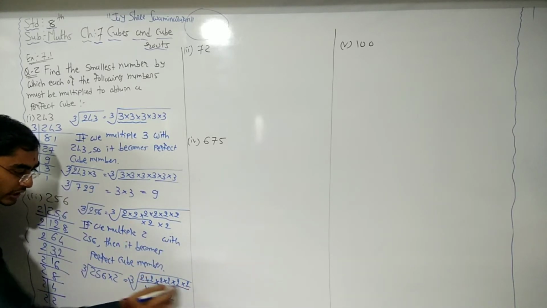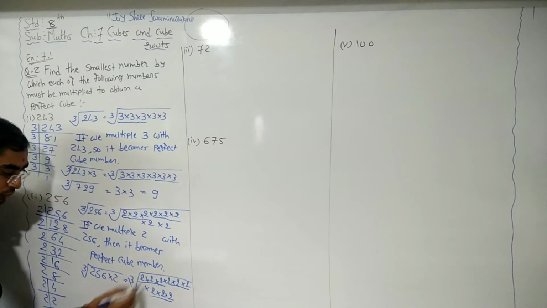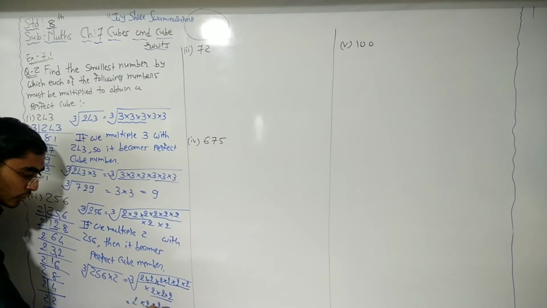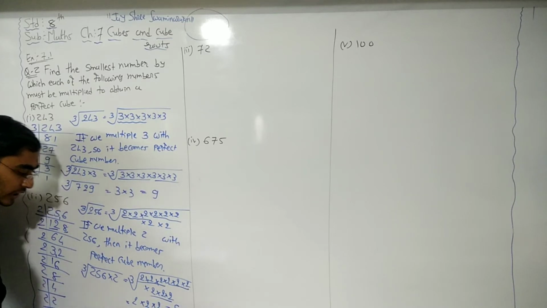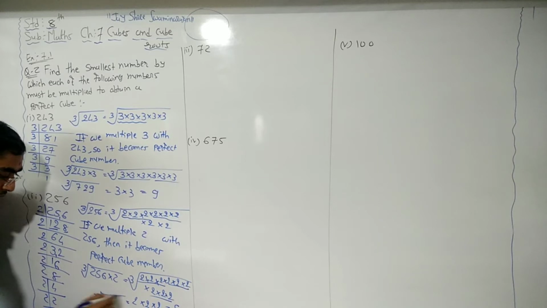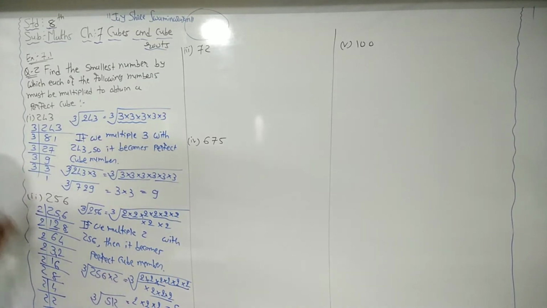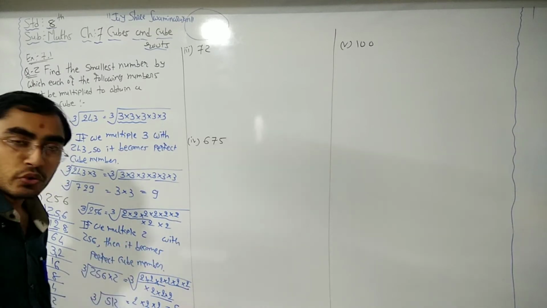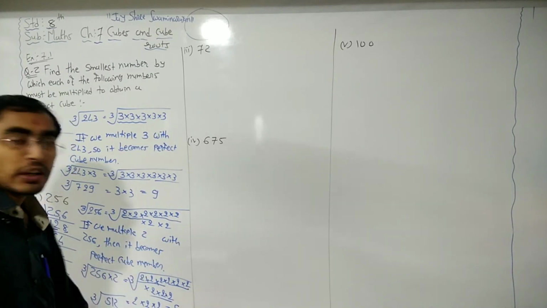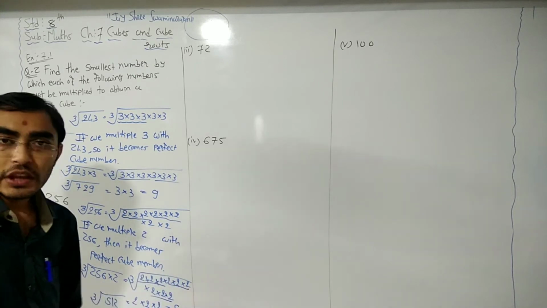So here one pair, here one pair, and here one pair. So from first pair 2, from second pair 2, and from third pair 2. 2 to the 4 to the 8, and here 256 multiply 2, it is 512. Okay, so if we multiply 256 by 2, then it becomes 512, and 512 is a perfect cube number, and the cube root of 512 is 8.